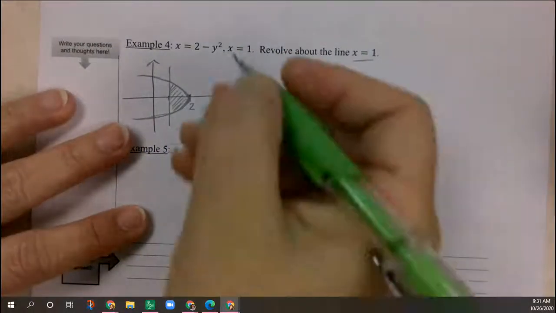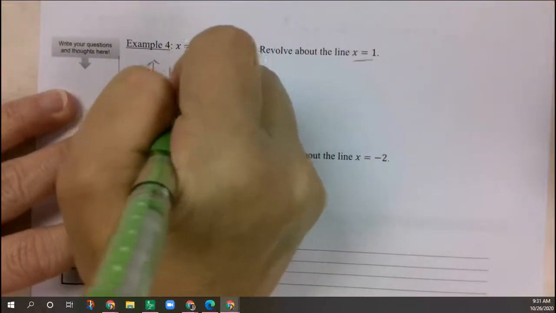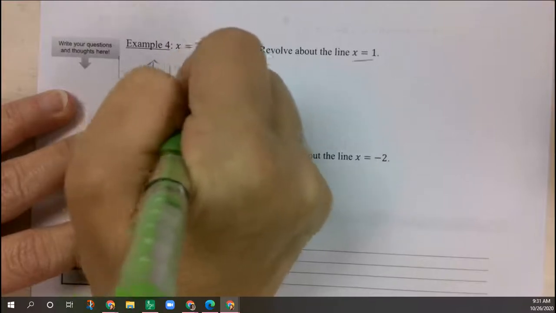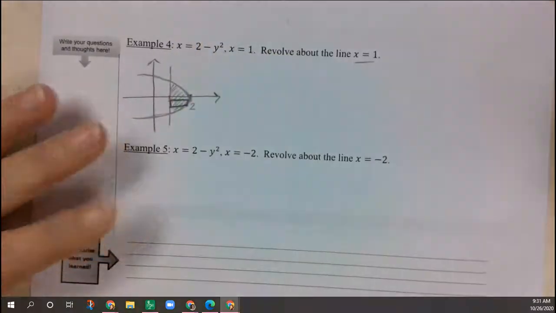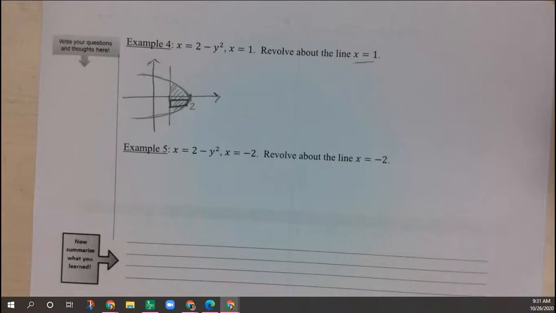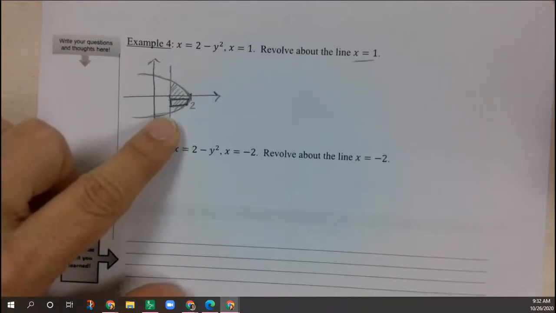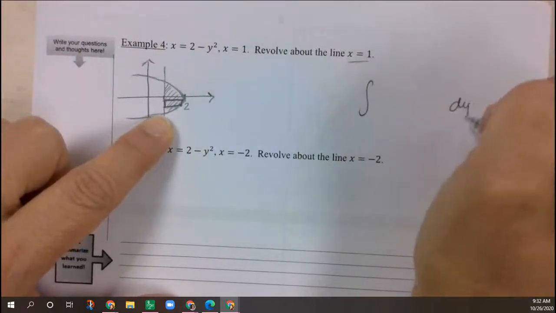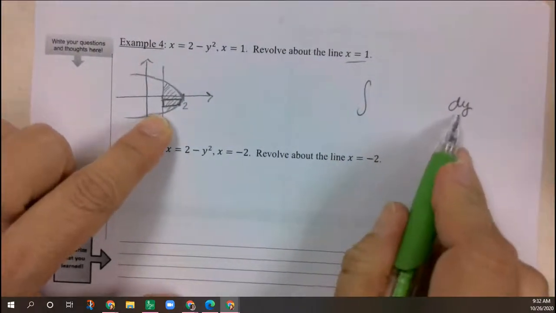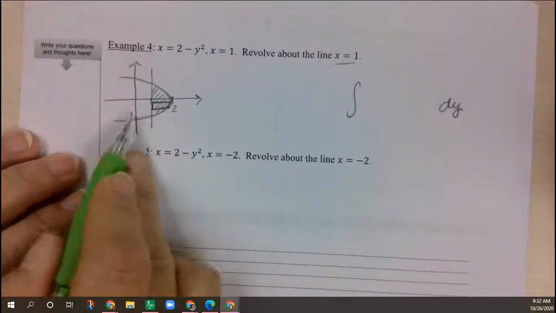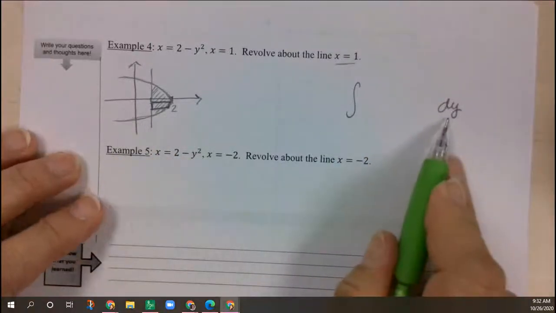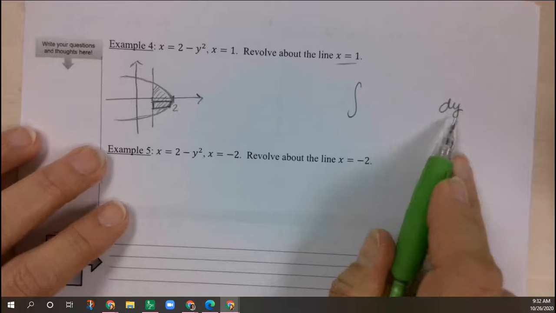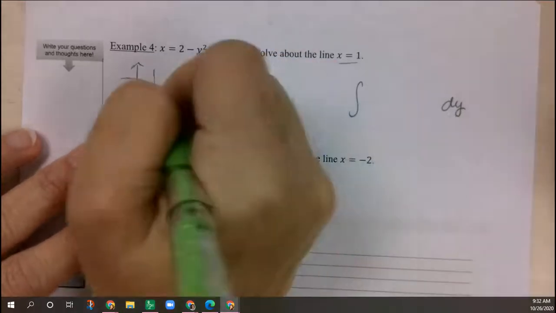So again, I'm going to draw in that representative rectangle into my region. Notice this time it's going horizontally. It's going perpendicular to that vertical line that we're rotating around. And this means that when I finally end up doing my integral, it needs to be a dy. If I'm rotating around a vertical axis, that means I'm doing this with respect to y. My integral is going to be a dy integral.